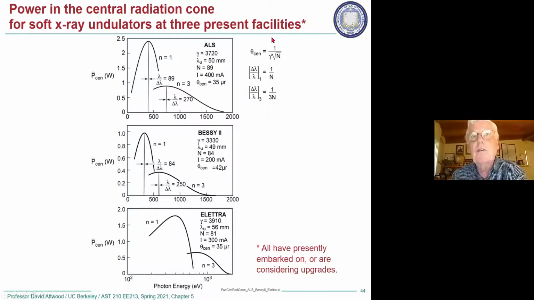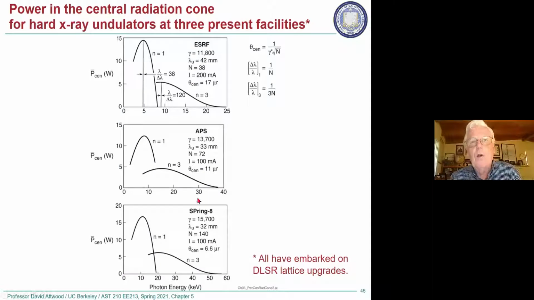We'll see the old coherent power curves for the facilities as they exist now. There's a little asterisk here, which basically implies these are with the old parameters of the beam size, sigma and sigma prime. But all of these facilities and all the next facilities are all undergoing upgrades. In fact, ESRF has already completed its upgrade. APS is into it, and Spring 8 is still in the planning stages.